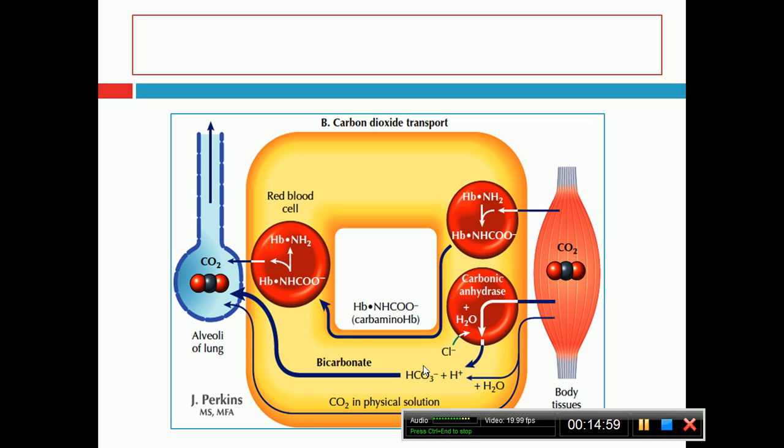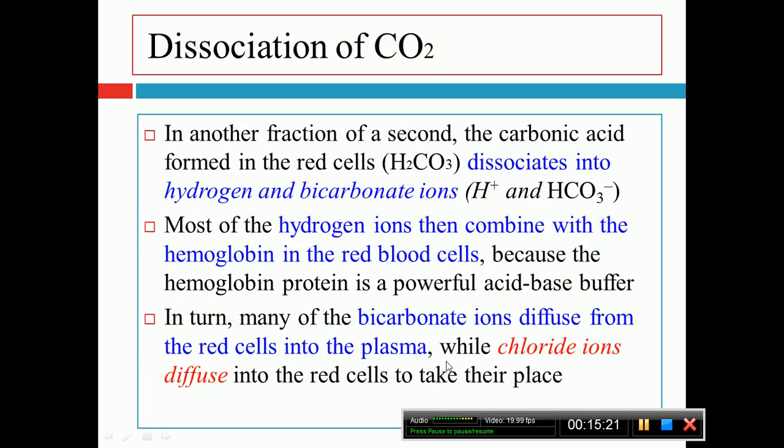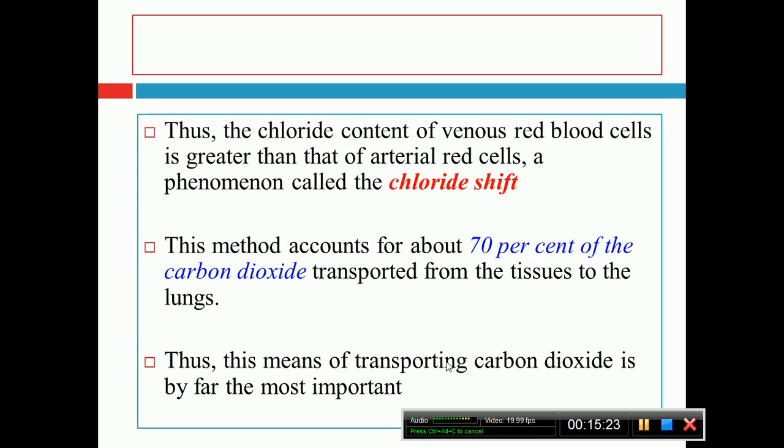But the bicarbonate ion is free. So the bicarbonate ion will move out into the blood, and to take its place, chloride will go inside, because the hydrogen ion is there. So the bicarbonate comes out, and chloride is moved in. Thus the chloride content of venous RBCs is greater than that of arterial red cells, a phenomenon called the chloride shift. Just remember that.